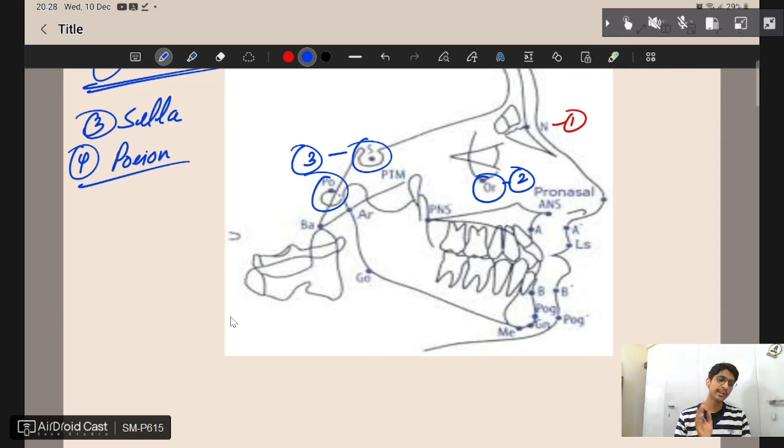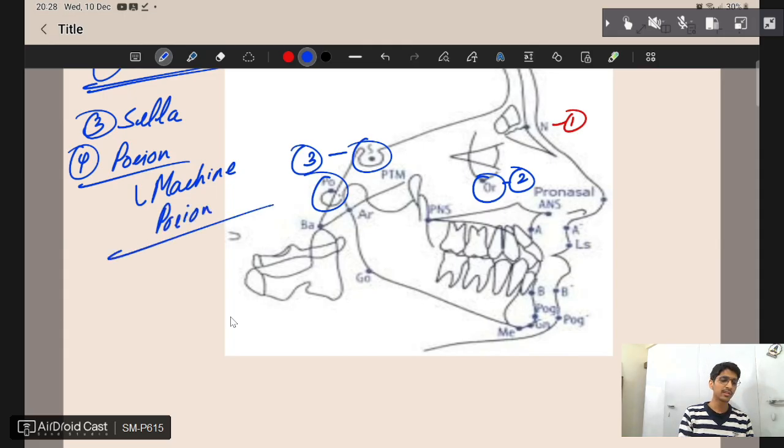So those two radiopaque rings, due to the shadows of the ear rods of the cephalostat, you take that ear rod as porion, and that porion is called machine porion. Since you are taking the landmark with the help of a machine, that porion is called machine porion.